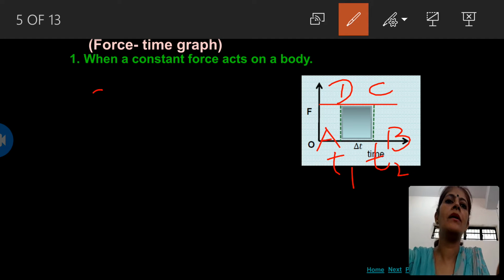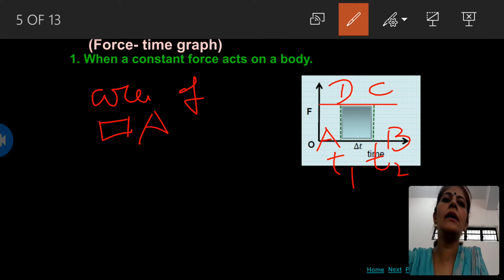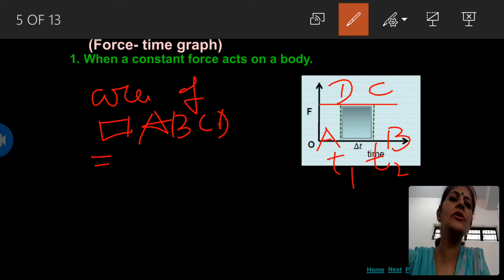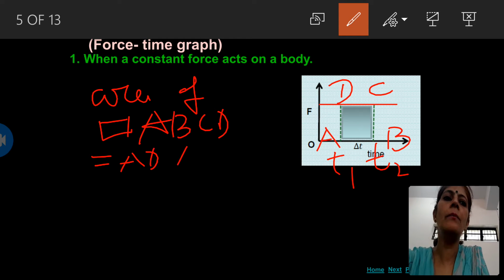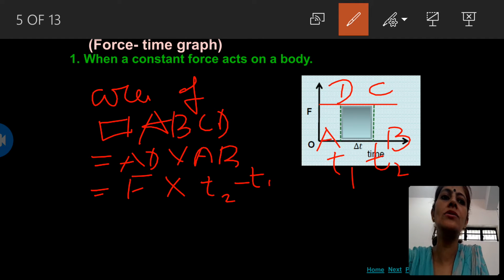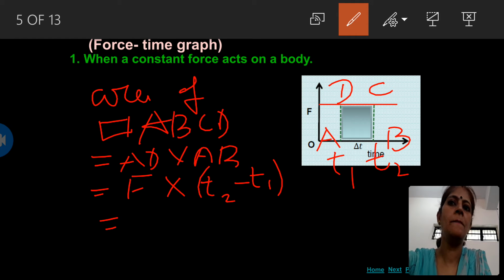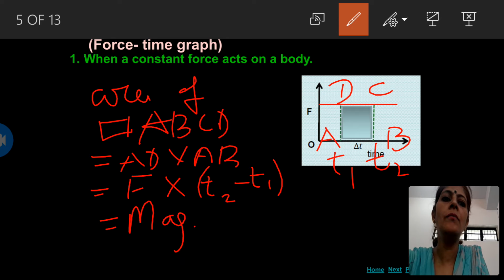Then the area of rectangle ABCD is equal to length into breadth, so AD multiplied by AB. AD here is the force, say capital F. AB here is the time interval, t2 minus t1. So force multiplied by the time interval is equal to the magnitude of impulse, that is J.